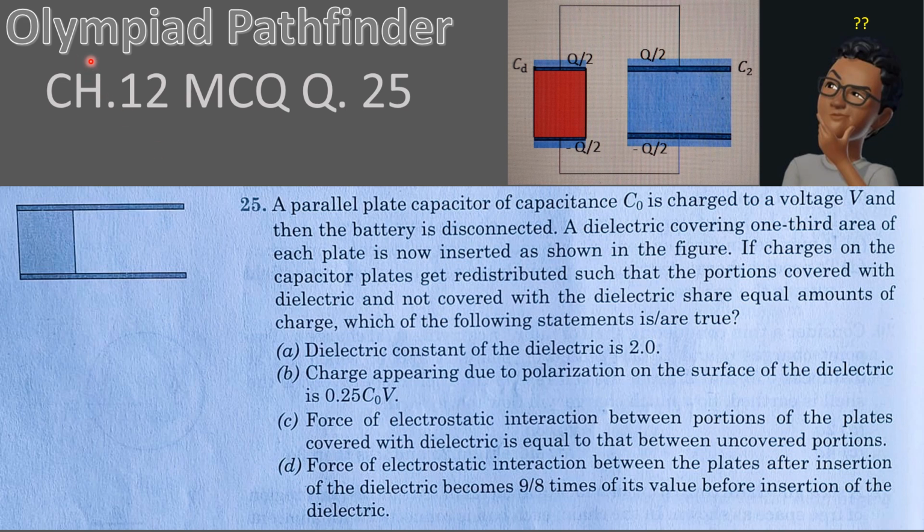This question is from Olympiad Pathfinder, Chapter 12, multiple choice question number 25. The question is, a parallel plate capacitor of capacitance C0 is charged to a voltage V and then the battery is disconnected. So a dielectric covering one-third area of each plate is now inserted as shown in the figure. So this one is your dielectric.